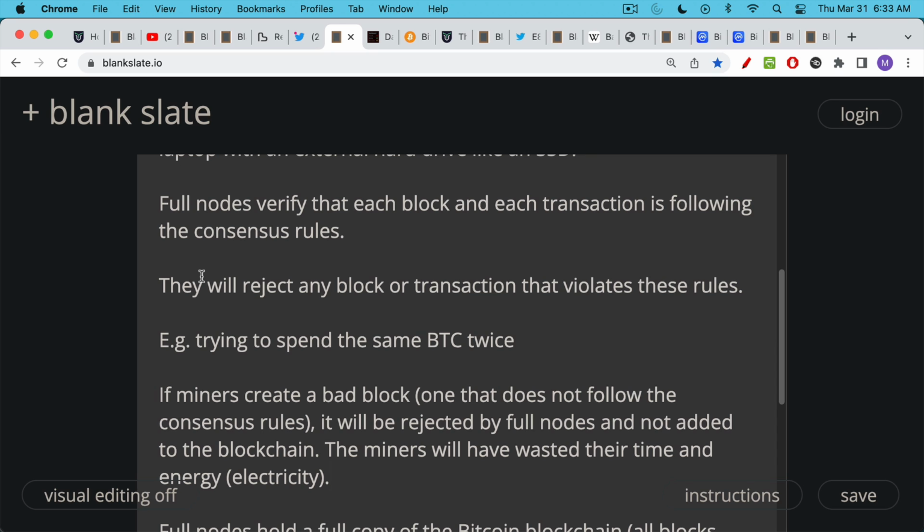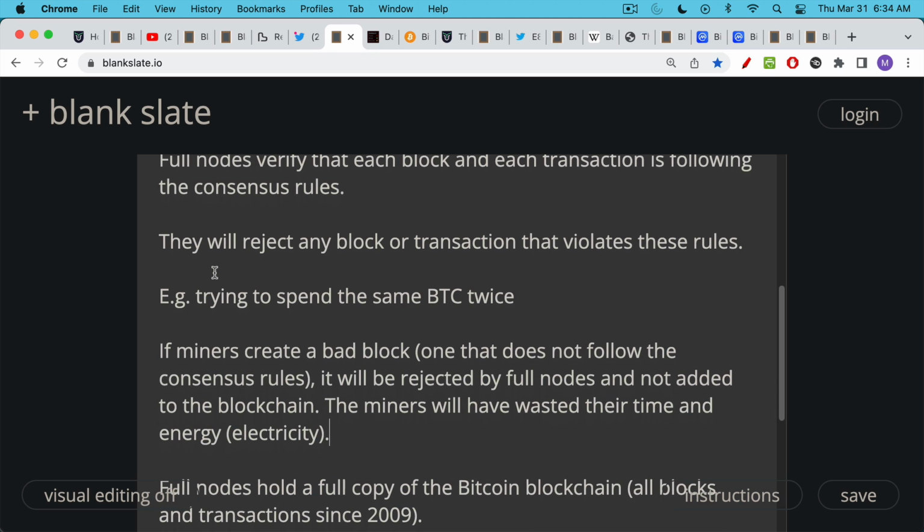Now, there's interesting game theory involved here, because if miners create a bad block, in other words, they try to cheat, maybe they try to award themselves 10 Bitcoin instead of just 6.25 Bitcoin, or if they do anything else that doesn't follow the consensus rules, they will create a block. Even if they guess that magic number and they win the right to mine the block, this block will then be rejected by the full nodes. The full nodes will scan it, they'll see that it's not following the consensus rules, and they will not add it to their version of the blockchain.